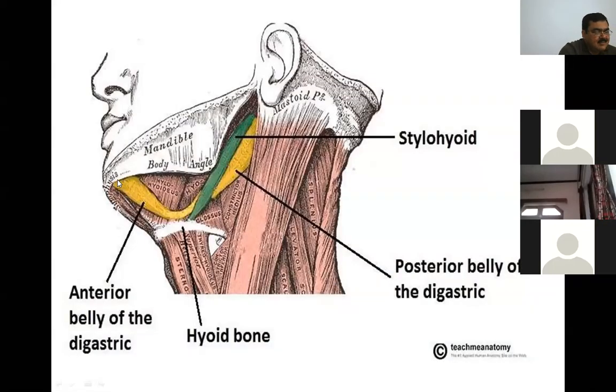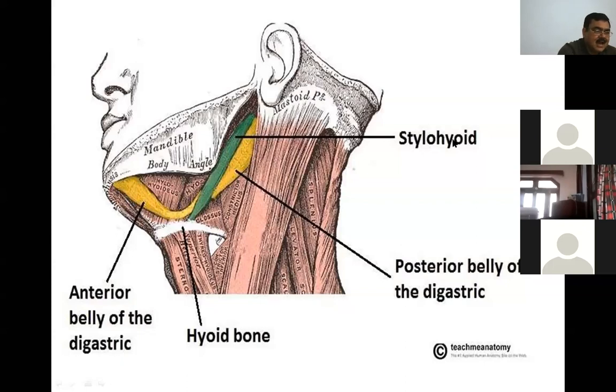You can see in this diagram, this is the anterior belly of the digastric, this is the posterior belly of the digastric. The anterior belly takes origin from the digastric fossa here, in the mandible. Here the fibers fuse, and this is the intermediate tendon, which is connected with the posterior belly of the digastric. It takes origin from the mastoid notch.